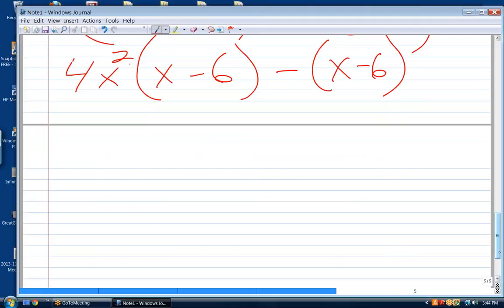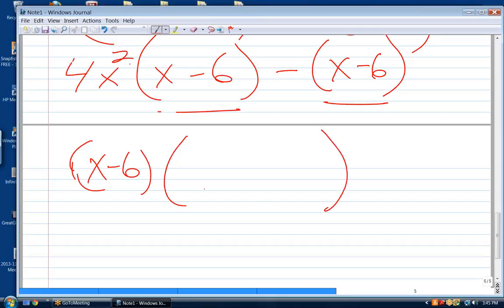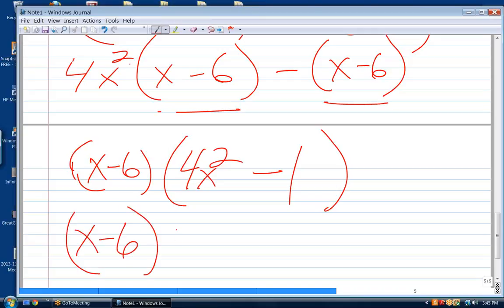In other words, what you're used to doing is factoring out a monomial term. In this case, we're going to factor out this binomial term. X minus 6 is the greatest common factor out of this expression. What's left over? 4x squared minus 1. And can that be factored further? Yeah. 2x plus 1, 2x minus 1.